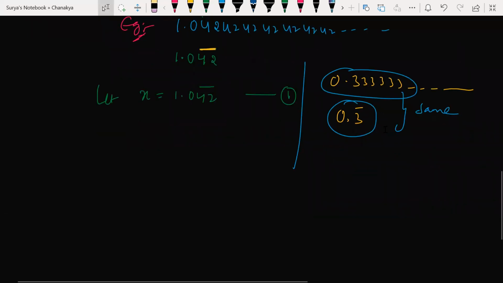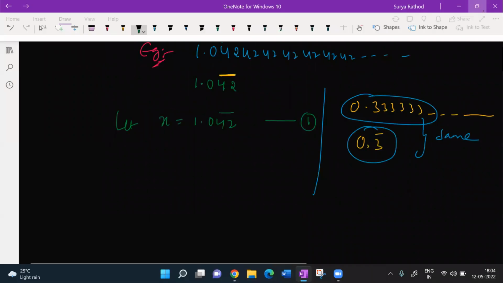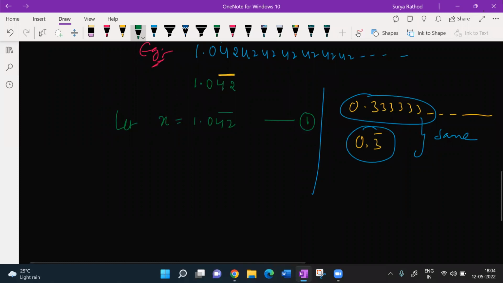Is it clear? Are we learning this in polynomials? Yes, sir, because this was already taught to us in number system. Yeah, I already taught it in the number system, but actually this is an extra class.